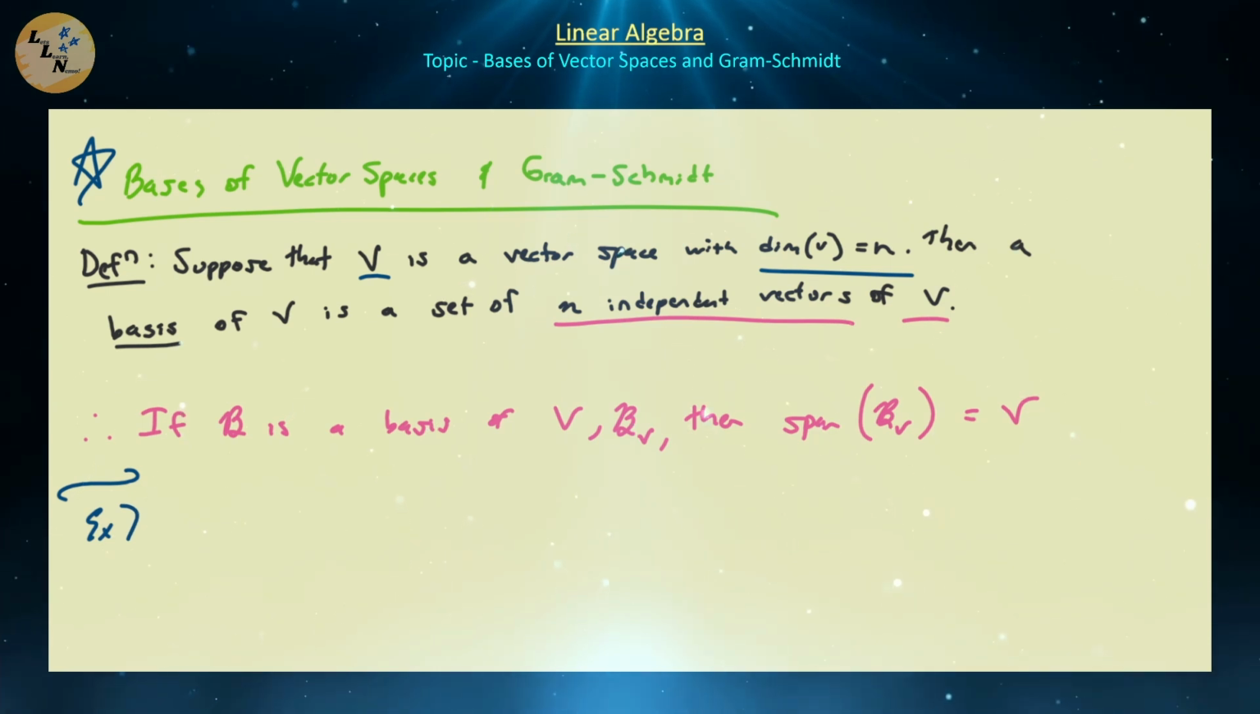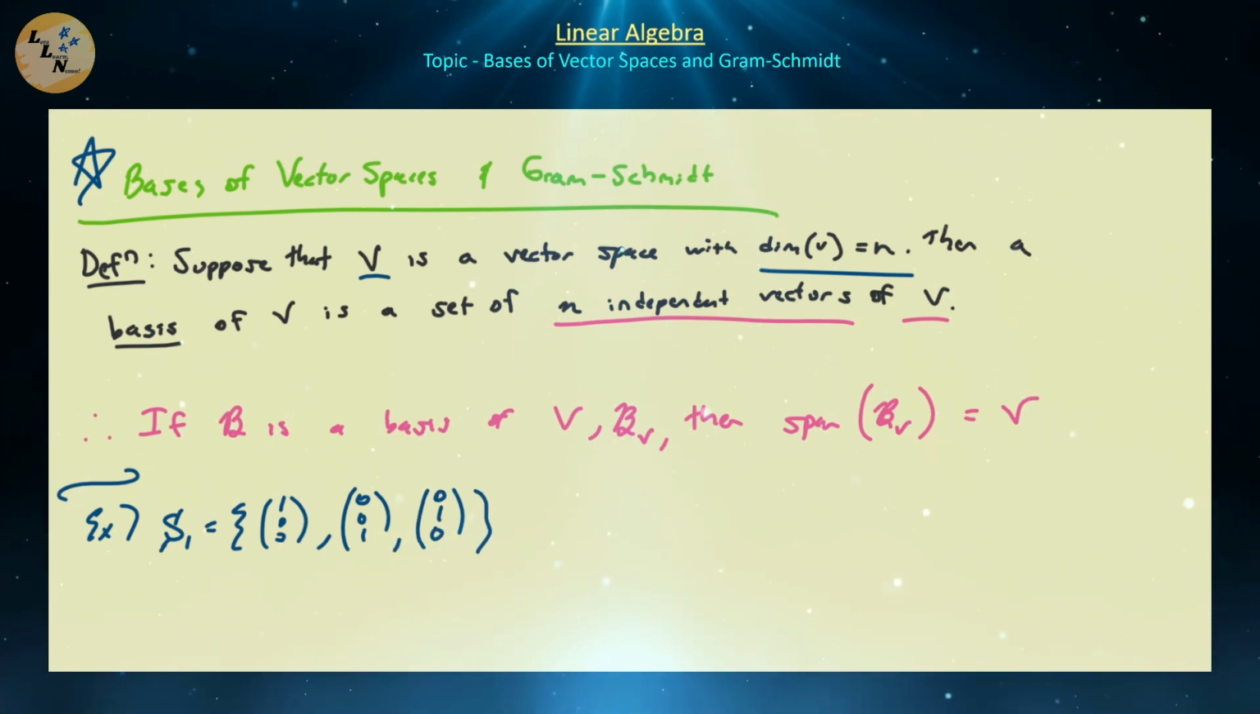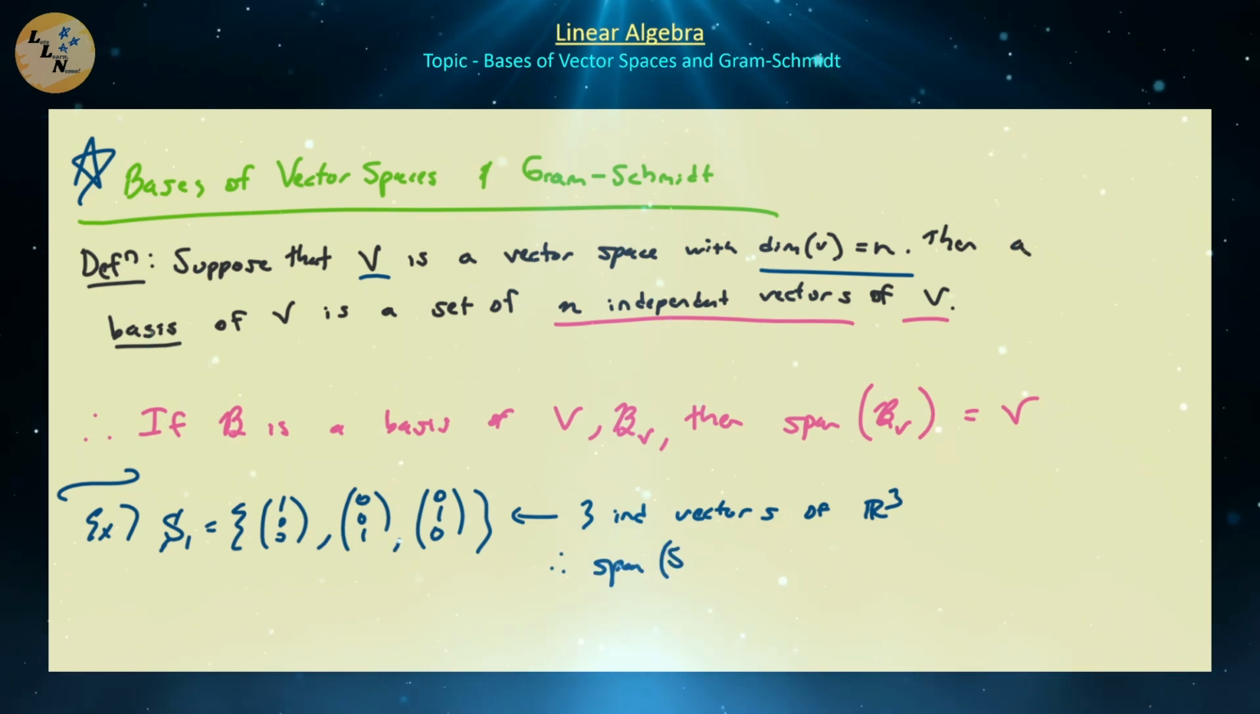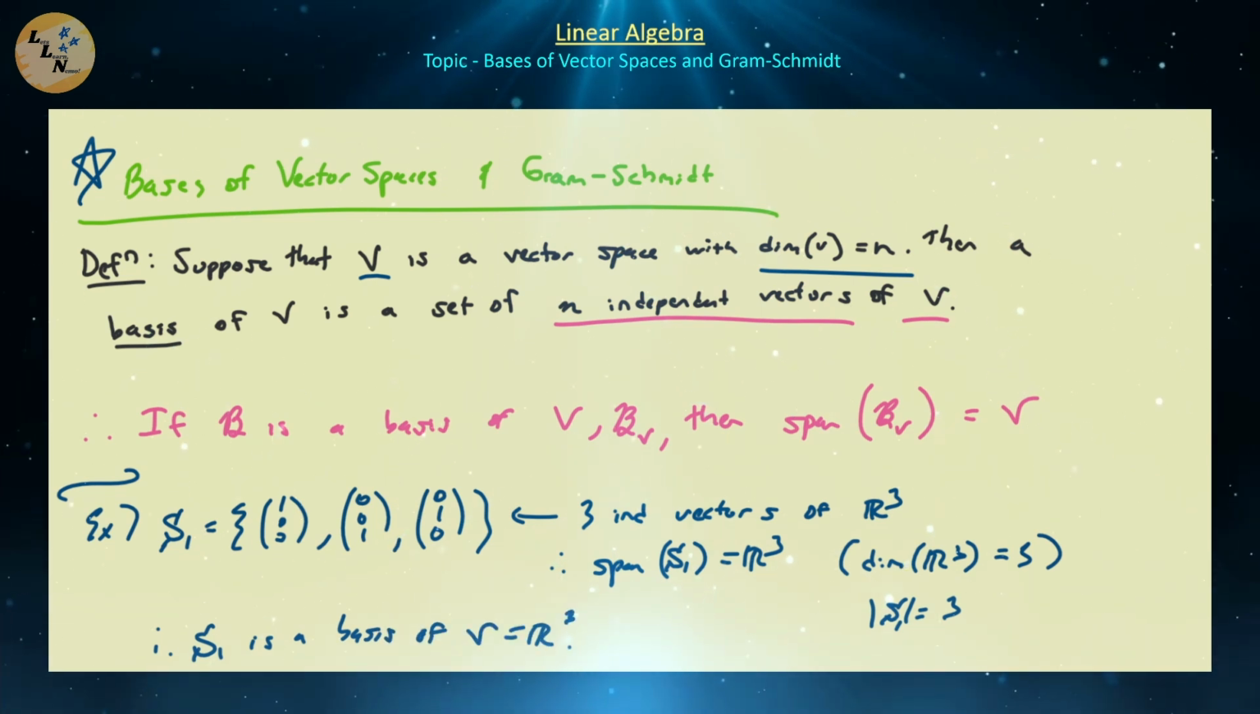For example, if you want to span all of R3, what would be a good basis for R3? So for example, we can choose the set S1 to be equal to the set of vectors (1, 0, 0), (0, 0, 1), and (0, 1, 0). And we should already know that these are three independent vectors of R3, and hence the span of this set of vectors S1 should be all of R3. Right? So since we have three independent vectors of R3, and the dimension of R3 is equal to 3, and the size of S1 is equal to 3, then with all these things intertwined with one another, we have that S1 is a basis of V equal to R3. Now the next question becomes, well, is it the only basis of R3?